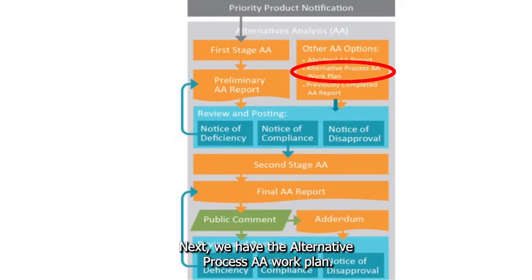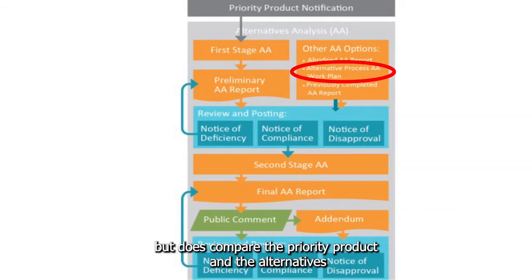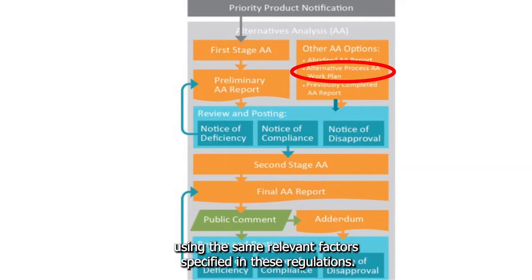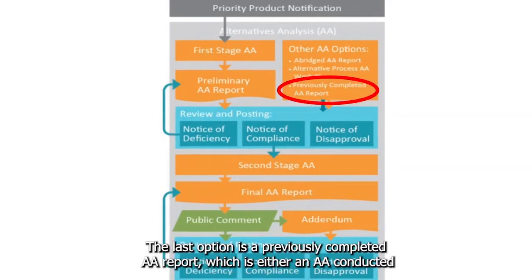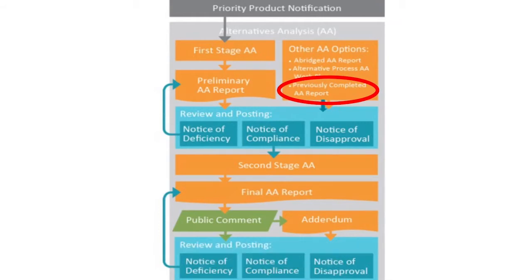Next, we have the alternative process AA work plan. This work plan differs from the Safer Consumer Products regulations, but does compare the priority product and the alternatives using the same relevant factors specified in these regulations. The last option is a previously completed AA report, which is either an AA conducted or obtained by the responsible entity or a publicly available AA.